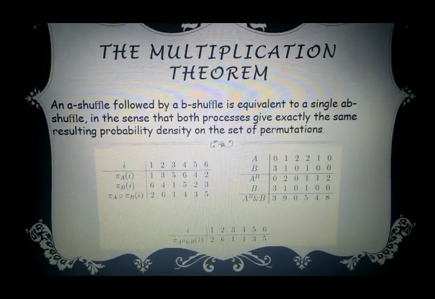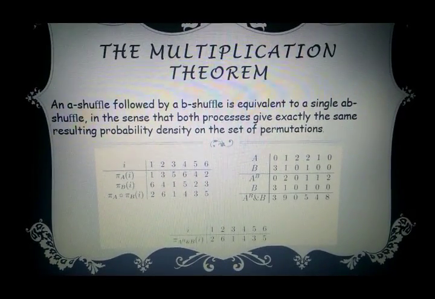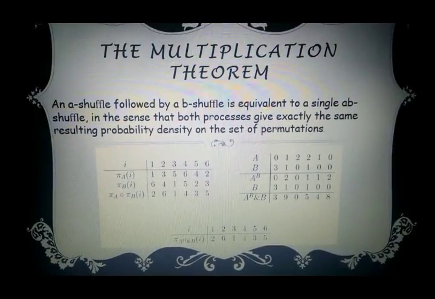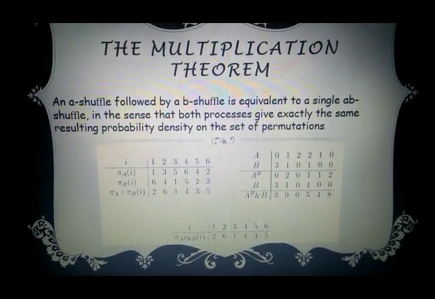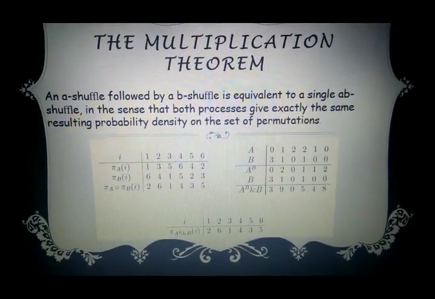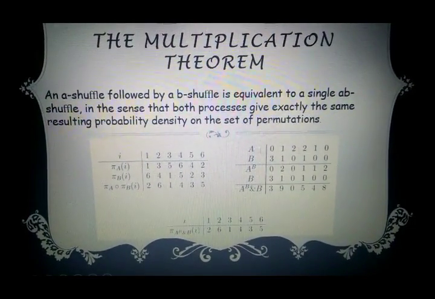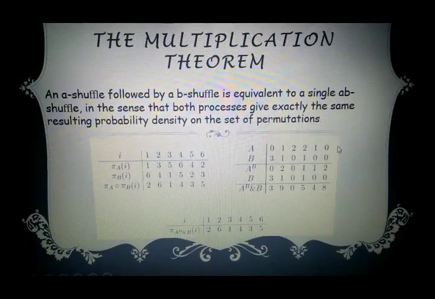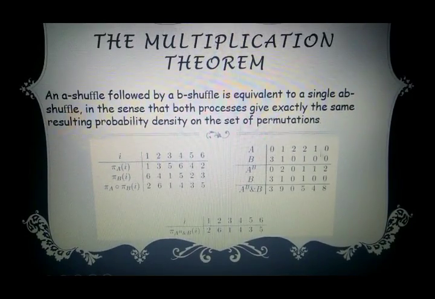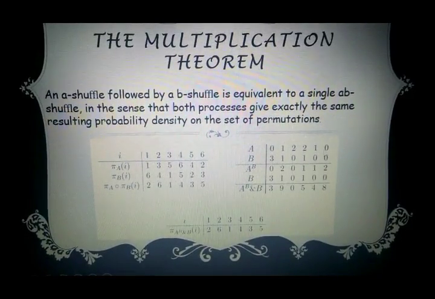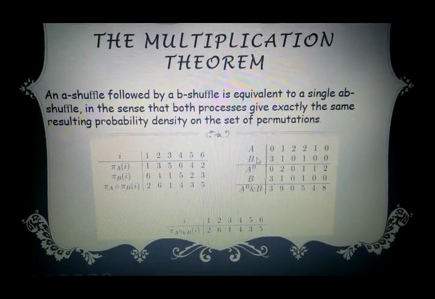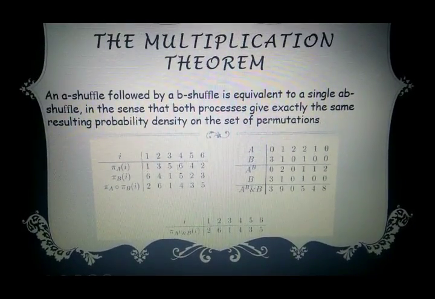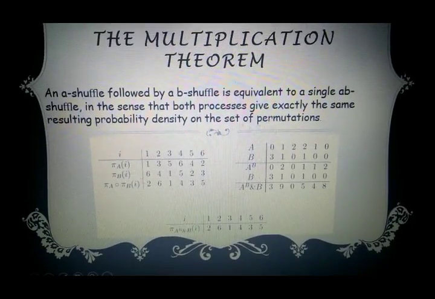So what does this mean? The multiplication theorem states an A shuffle followed by a B shuffle is equivalent to a single AB shuffle. So suppose we consider a deck of cards and shuffle it according to the permutation A, which is mentioned here, like this is an example. Consider this A permutation and a B permutation, and individually when we shuffle these cards according to A and B, we get the order as mentioned here.